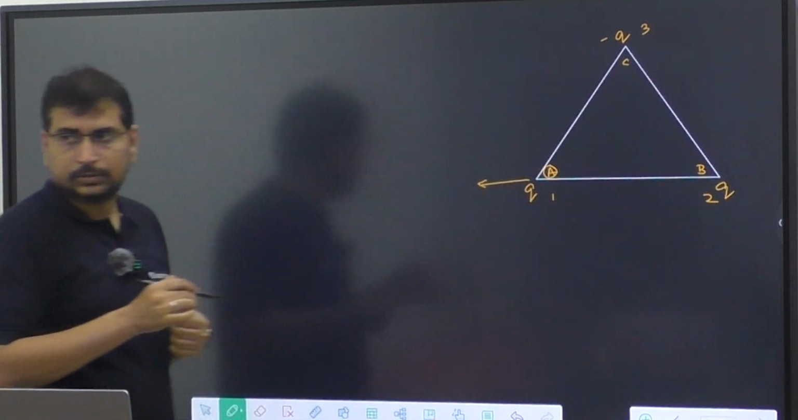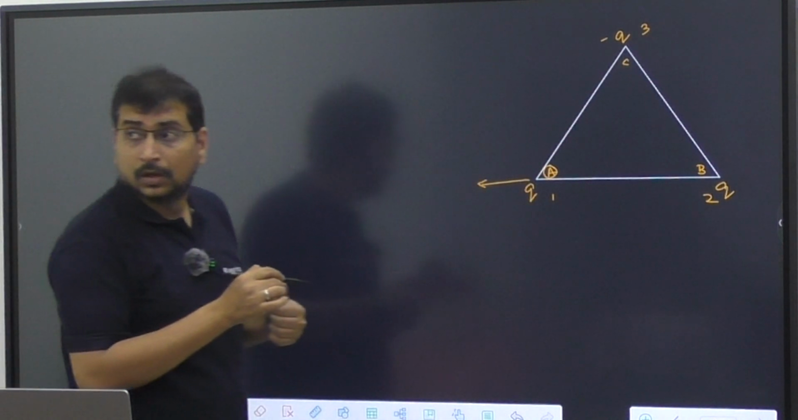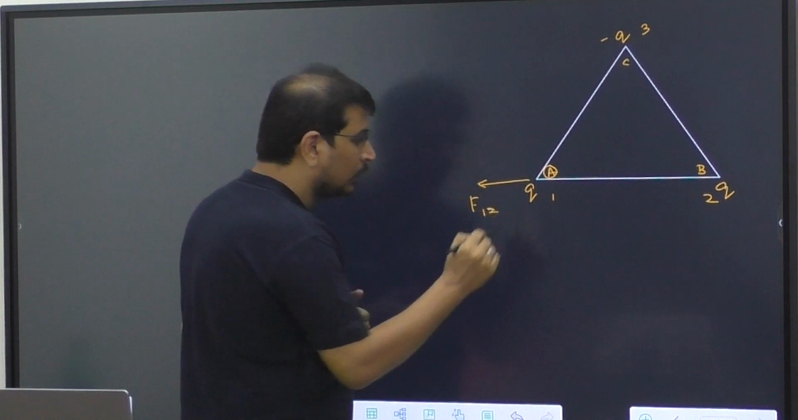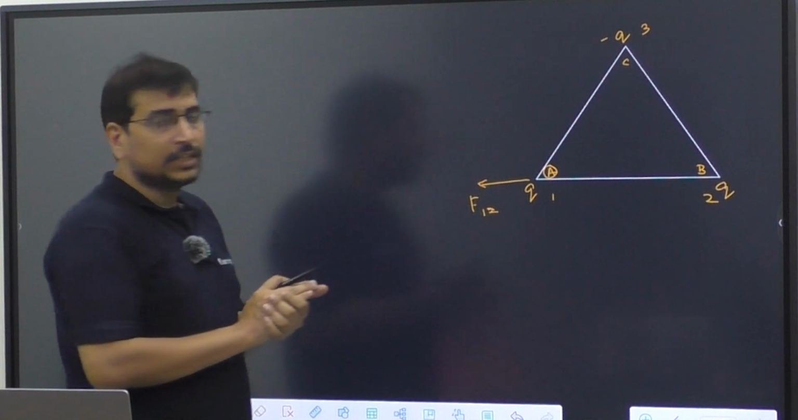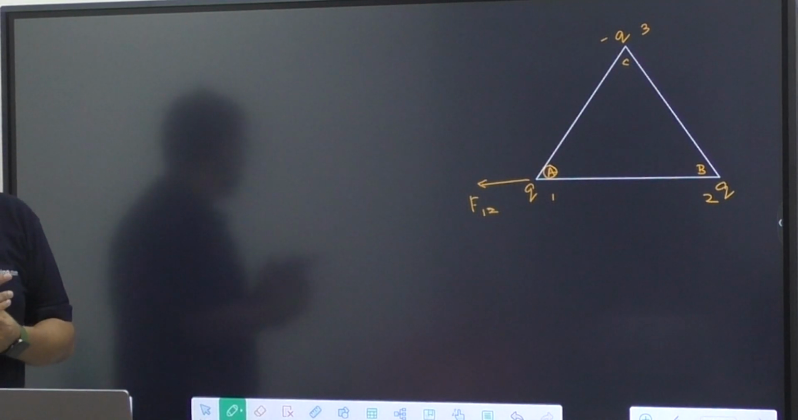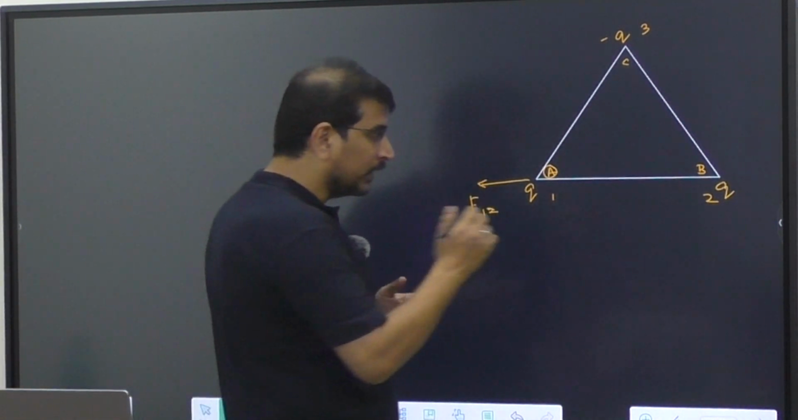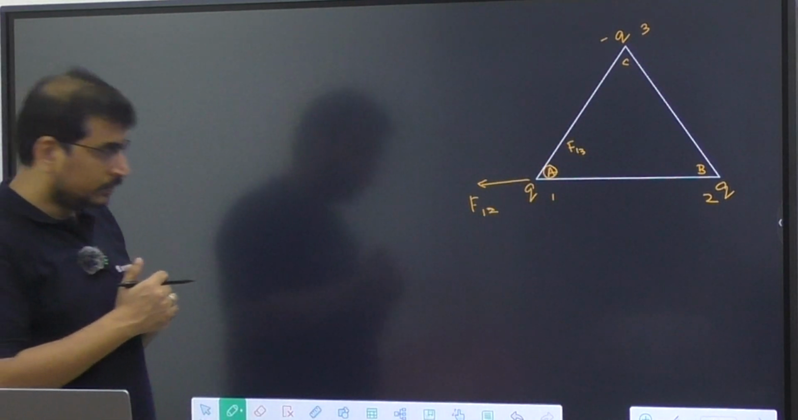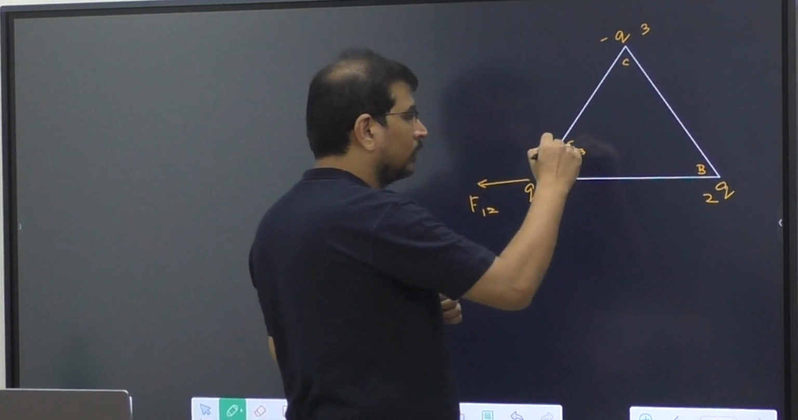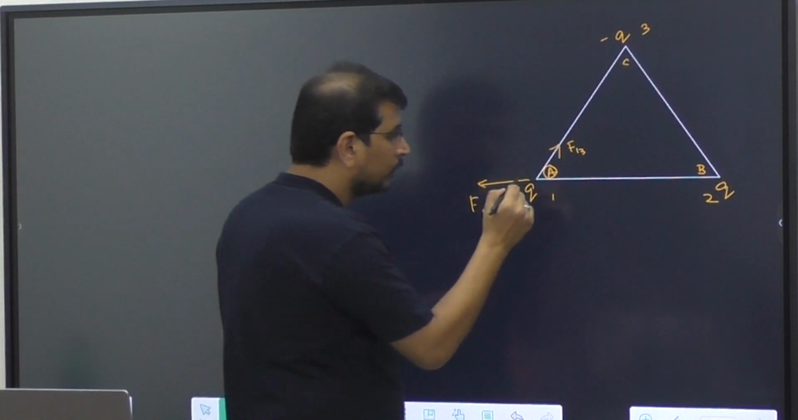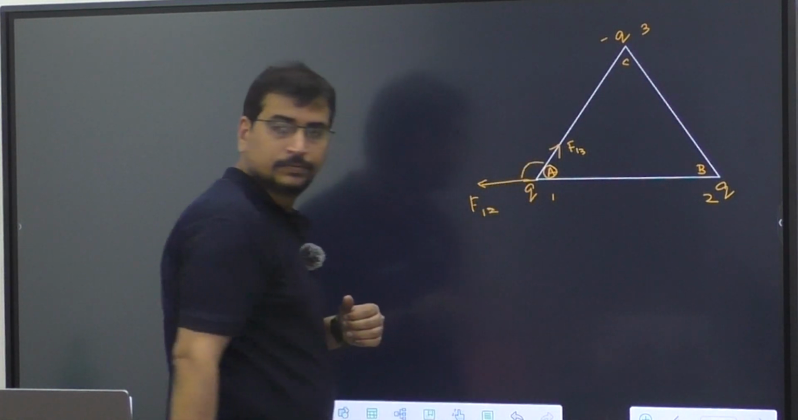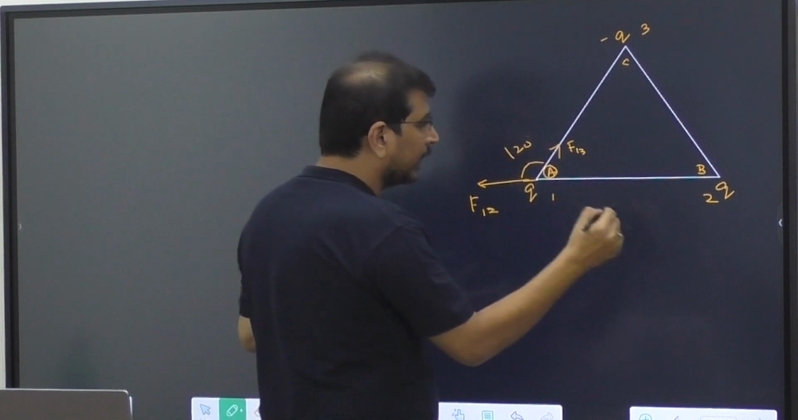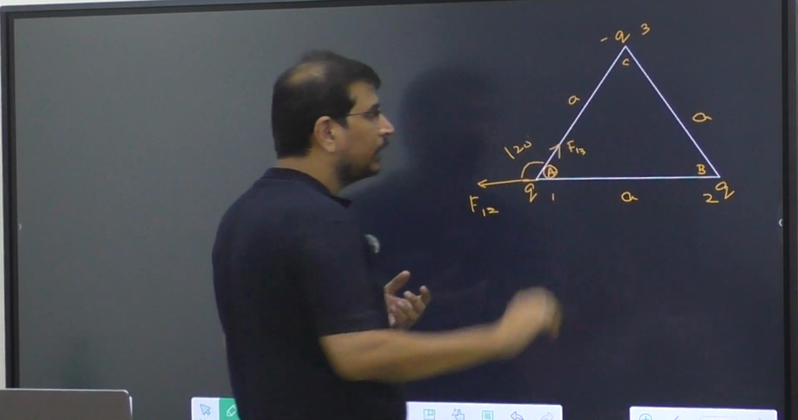Okay. So let me name them as 1, 2, and 3. So what will be the name of this? F12. So due to the charge at 3, what will be the direction in which it experiences the force? F13 is fine. In which direction will it experience? Towards this. What is the angle here? 120. Again, it is an equilateral triangle.